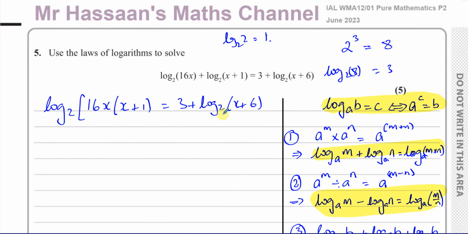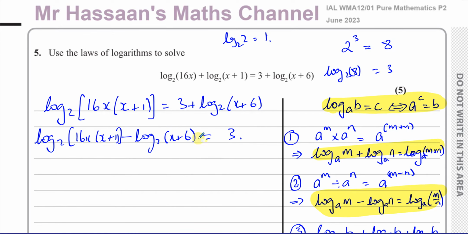Now there's different ways people will continue from here, but personally the way I like to do it is bring all the log terms to one side and leave the constant terms on the other side. So now I will subtract log to the base 2 of x plus 6 from both sides, and I have log to the base 2 of something minus log to the base 2 of x plus 6 equals 3, and then I will combine these two together using the subtraction law here. So I have log to the base 2 of something minus log to the base 2 of something. I can use the division law.